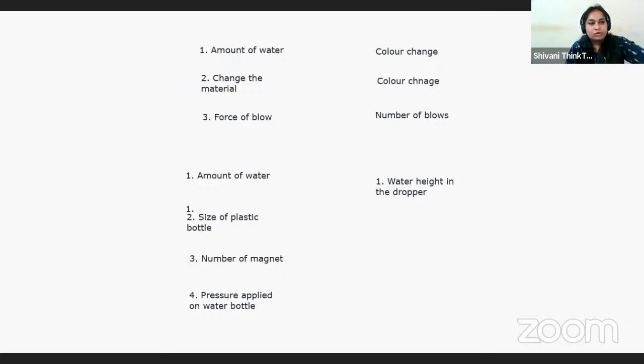Okay, so what else can I change? The number of magnets, that is the weight. And I can see if I add more magnets, what happens? Ma'am, it may go down with less pressure applied. It won't easily come up with the pressure. We have to apply more pressure. So am I applying any pressure for it to come up? No, you are just releasing the bottle. Did you watch the video? I'll just play the last part.